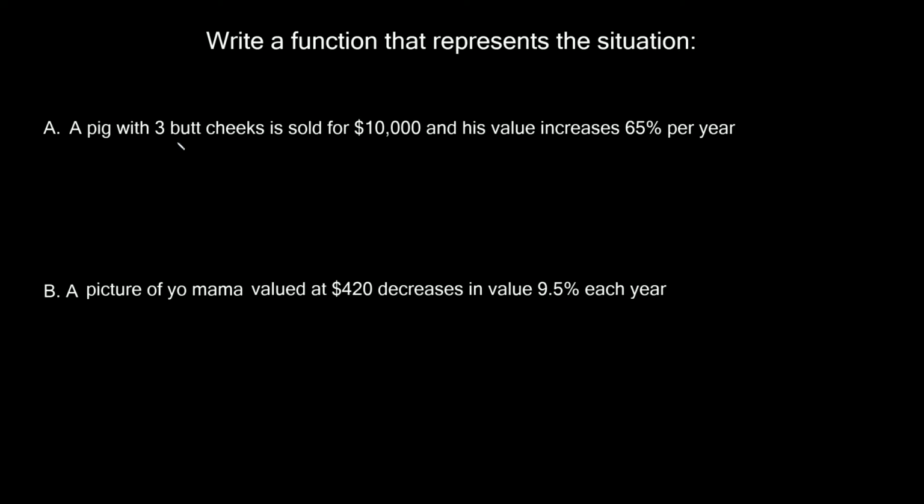It says a pig with 3 butt cheeks is sold for $10,000 and his value increases 65% per year. All right, so extra bacon, makes sense.